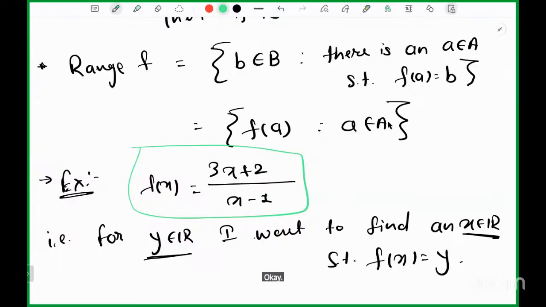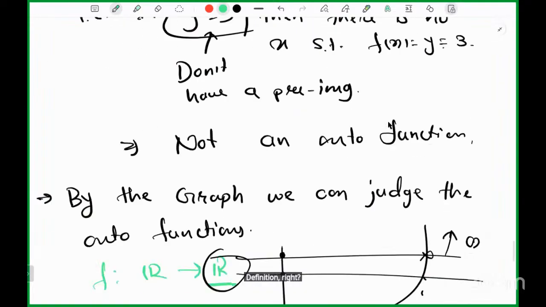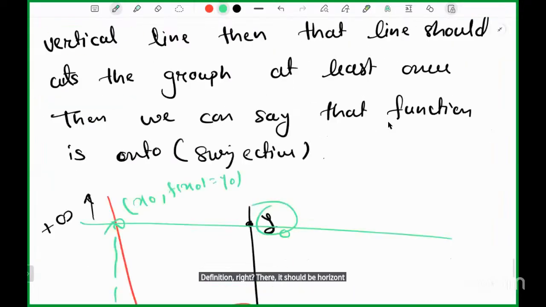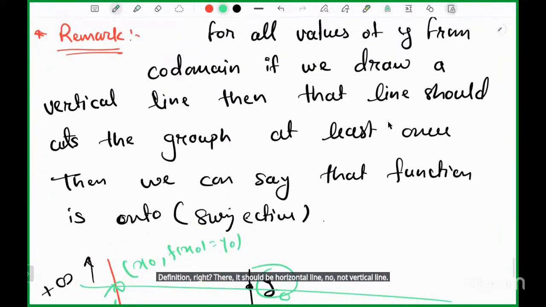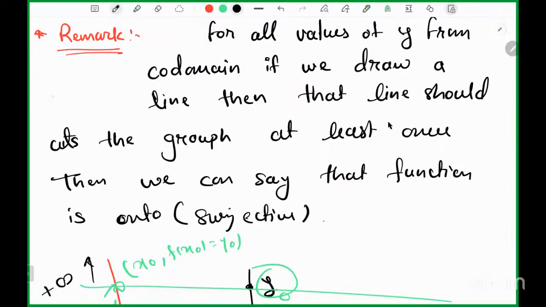Ma'am, in the definition which you gave, when you wrote the remark and gave a definition, there it should be horizontal line, not vertical line. Correct, horizontal line. Yeah, in my mind I was drawing a horizontal line, but stating vertical.